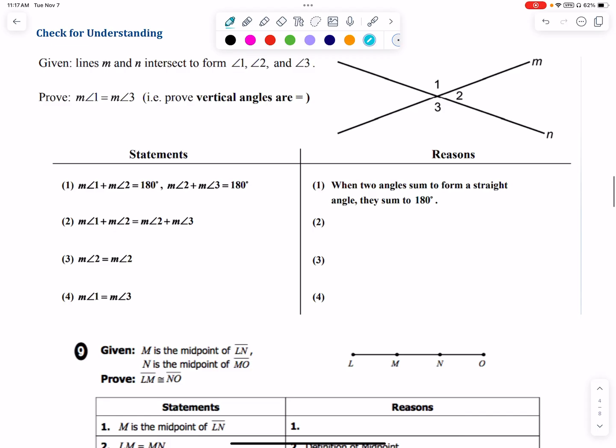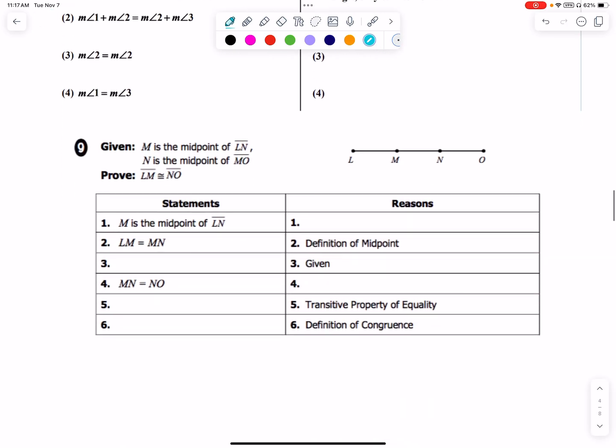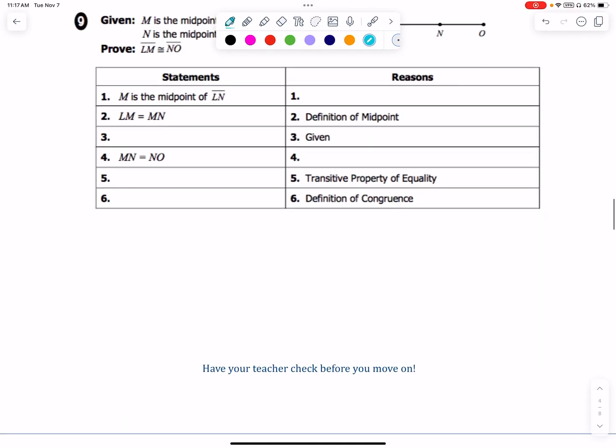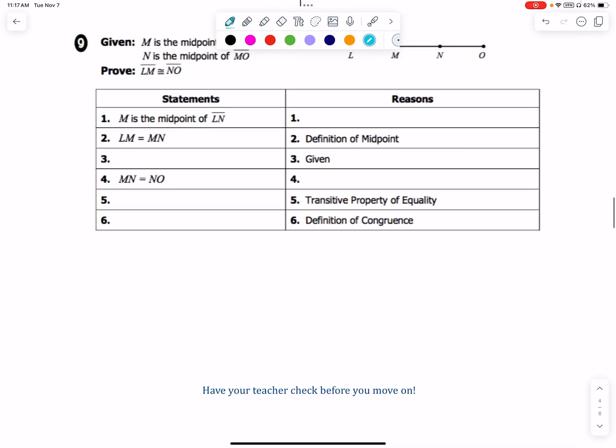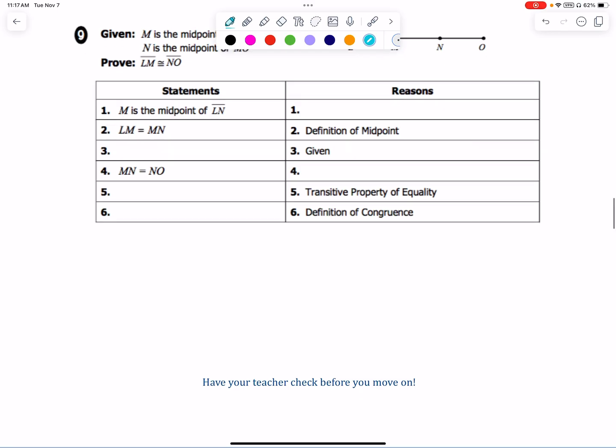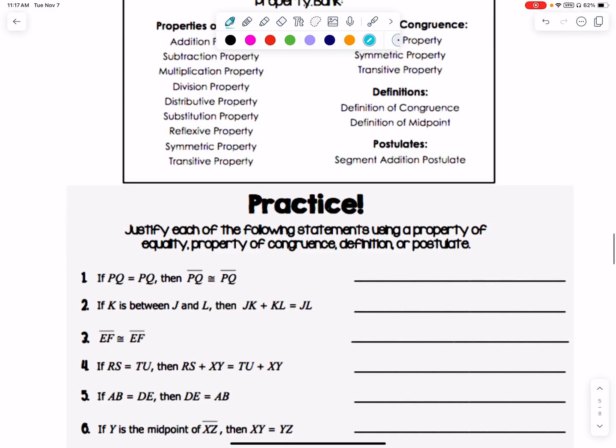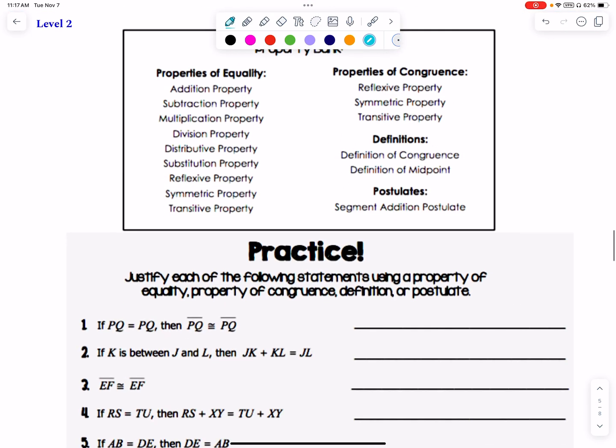Try out the check for understanding, and your teacher will check before you move on. The answers will not be on here. Have someone check before you move on to level 2.